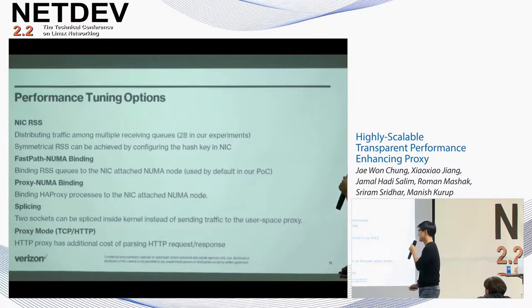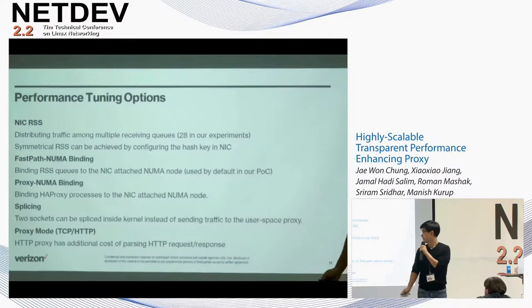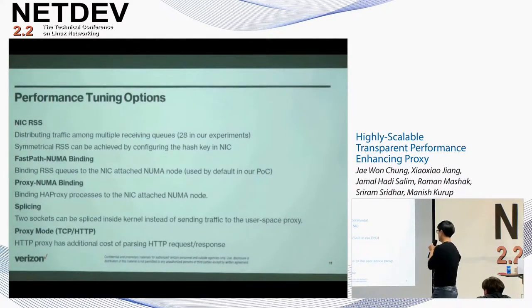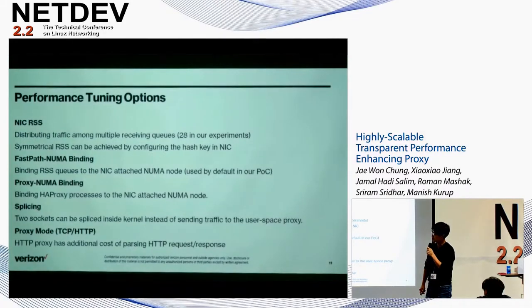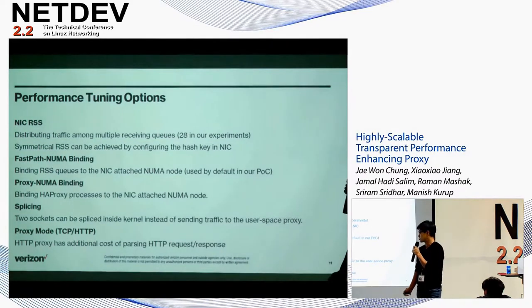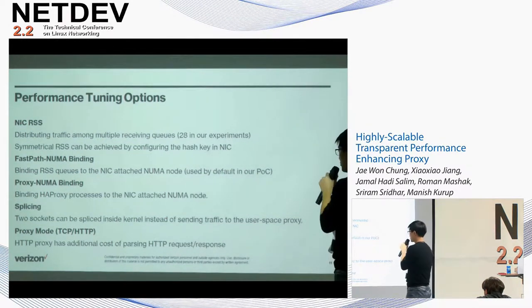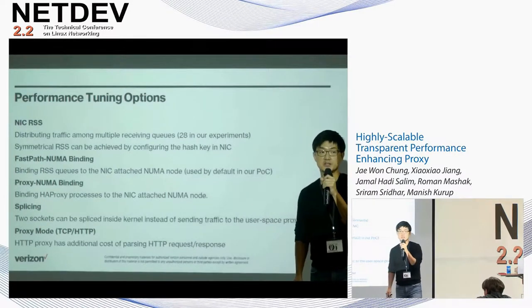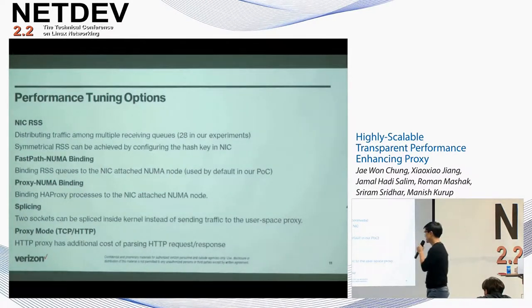Okay, and obviously splicing, because we are L4, layer 4, I don't really need to read all the packets out of the kernel. So we considered the splicing option as much as possible. And for curiosity, we just wanted to understand the performance of an HTTP proxy. Probably this is more the header processing and all that stuff. I'm not sure if HAProxy has the best implementation of the header processing and stuff like that, but anyway, we just evaluated that as well.